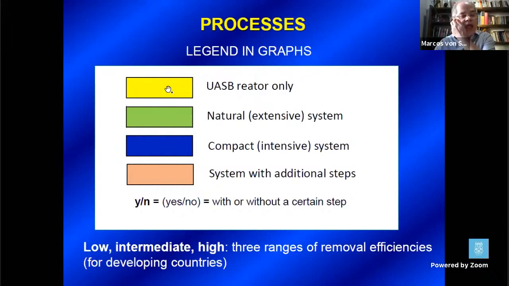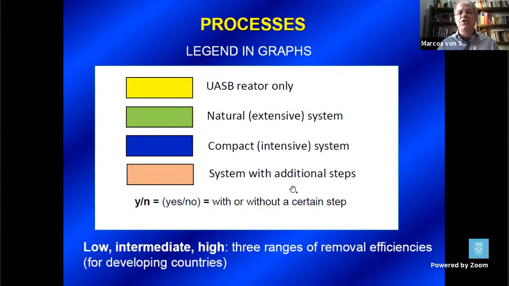If it is yellow, it's just a UASB reactor. If it is green, it is a natural treatment system: extensive ponds, wetlands, and so on. If it's blue, it is a compact, intensive system: activated sludge, trickling filter, and so on, or a UASB reactor followed by something. And then if it incorporates additional steps like disinfection, biological nutrient removal, and so on.